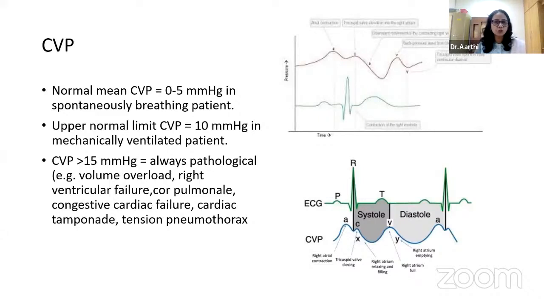So CVP should not be regarded as a single parameter. It always has to be guided by the clinical condition of the patient, and trend of CVP analysis has to be done.